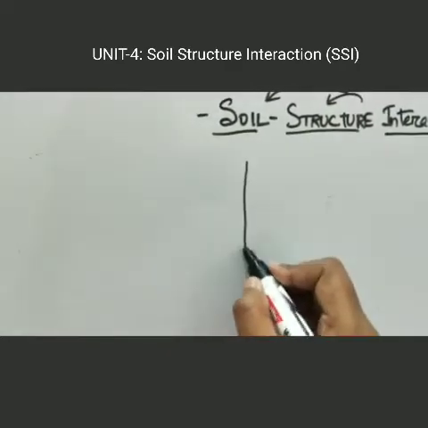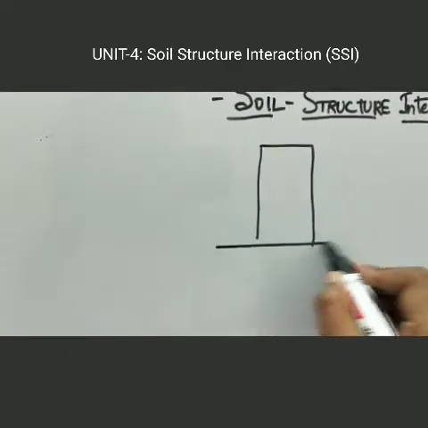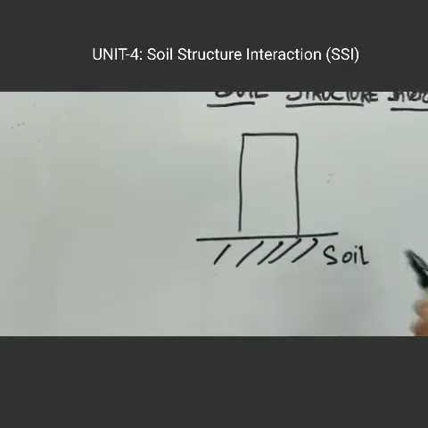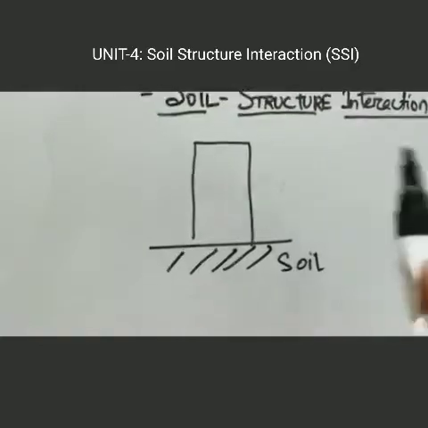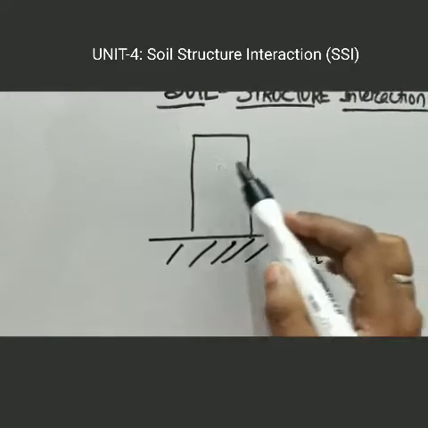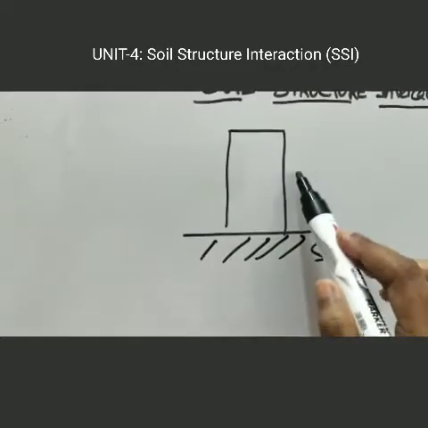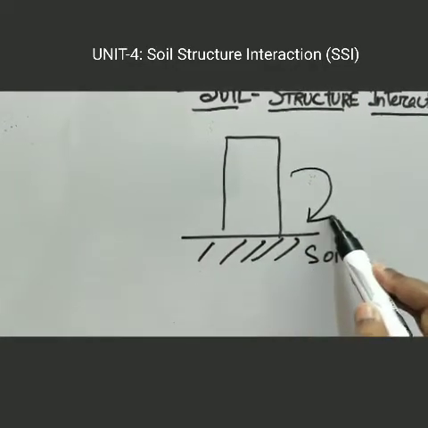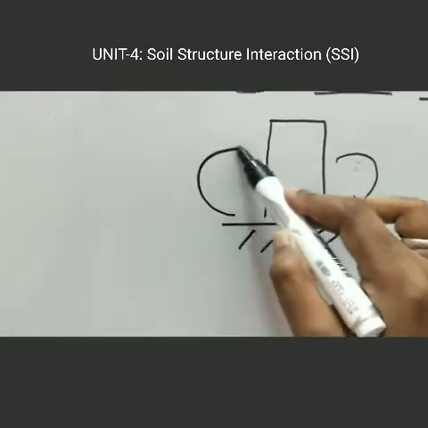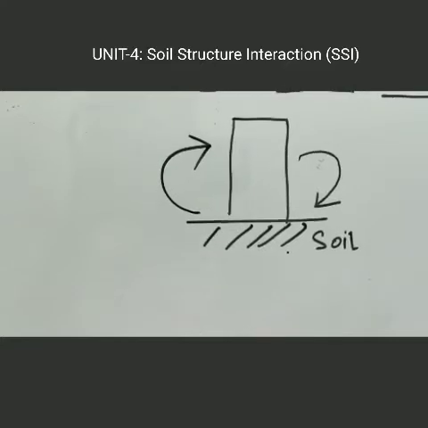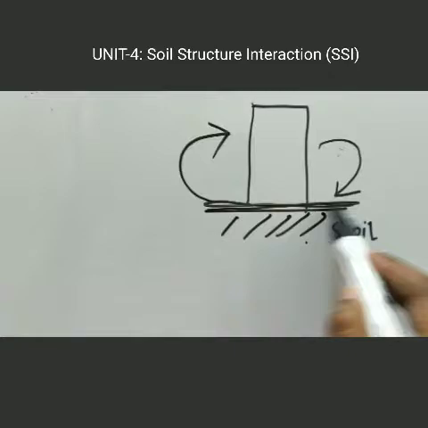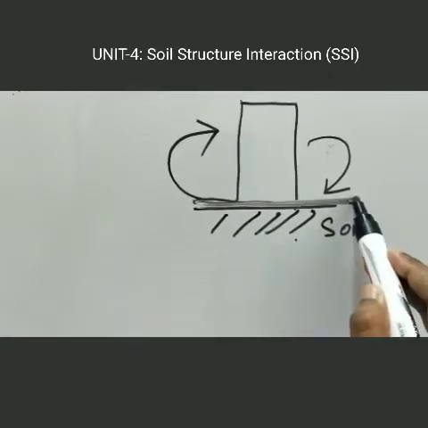If we see a building, it will be constructed above soil, right? Now, soil structure interaction means, during an earthquake, how the vibration of the building will affect the vibration of the soil, and how the vibration of the soil will affect the vibration of the building. That is the relation or the interaction between the soil and the building during an earthquake.